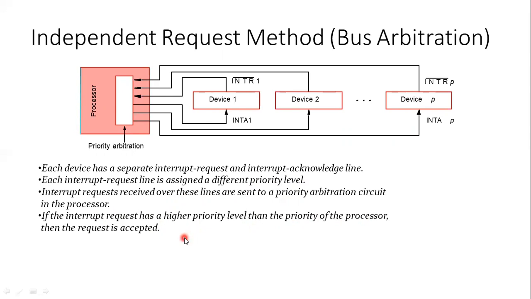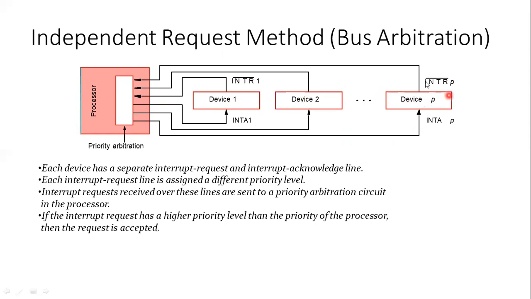What is the meaning of this? What is the benefit of independent request? See, just recall the principle of daisy chain. In the daisy chain, the device which is electrically near to the processor will be served first because they all attach together with a single bus. A single bus was there which was connected from the priority arbitration circuit to device 1, then device 2, then device 3 and device n.